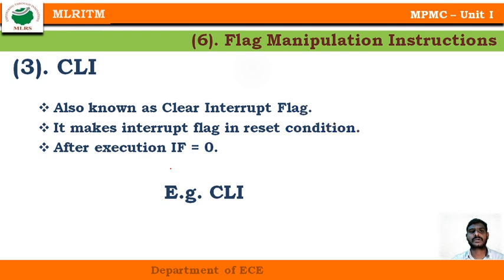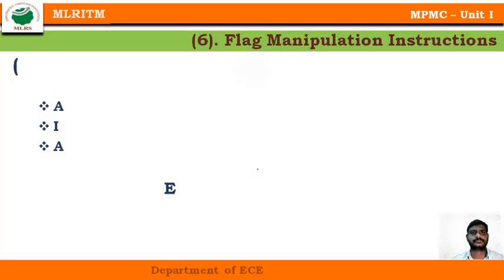So the next one is clear interrupt flag. Whenever any interrupt occurs while I am executing my program, this particular flag is going to be affected. Once it is affected, if I want to reset it, I use the command called CLI, which means this instruction will reset or clear the interrupt flag.